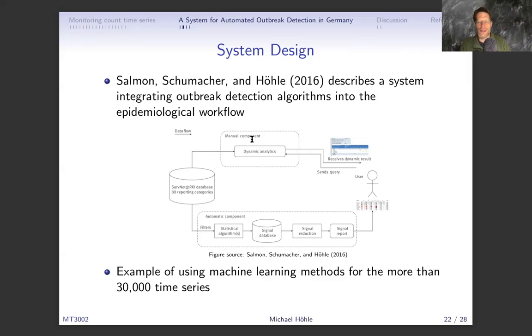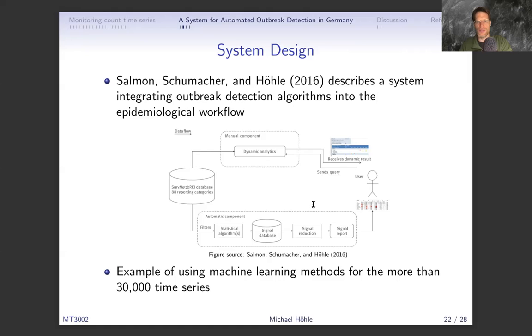But once they started to investigate outbreaks or alarms, they actually wanted something interactive where they can work with the data directly, maybe change a bit, have a bit of age strata added, and see if it's still an alarm or if it's not. So here they wanted what we call a dynamic component.